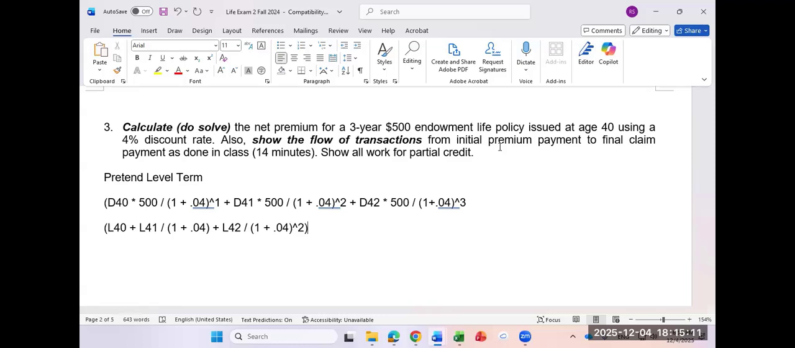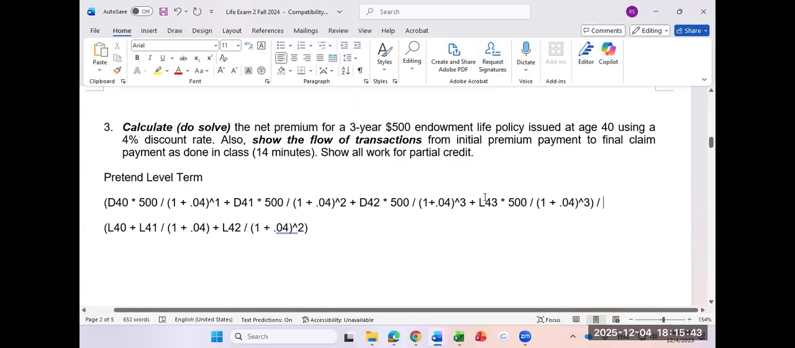So that looks exactly like the level term, right? So you shouldn't be, like, wow, this is a whole new problem. It really isn't. What's the only thing we add to this? People alive at age 43, they also get the $500. That's why it's an endowment. Endowment means you get paid if you live. Divided by 1 plus 0.04. And what do I raise this to? Anybody remember? To the third, right? Anytime you have an L, it's going to be 1 year shorter.